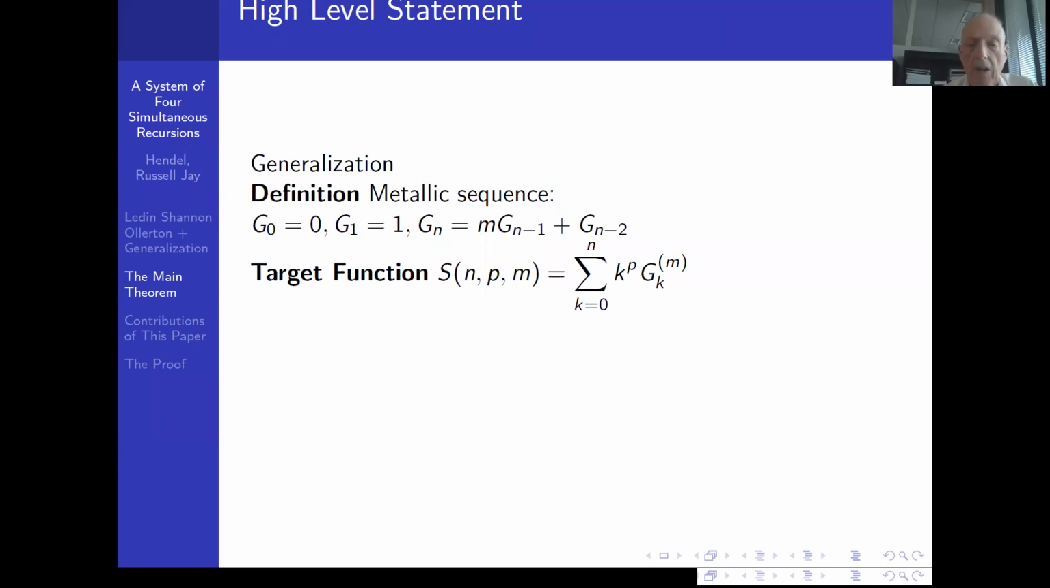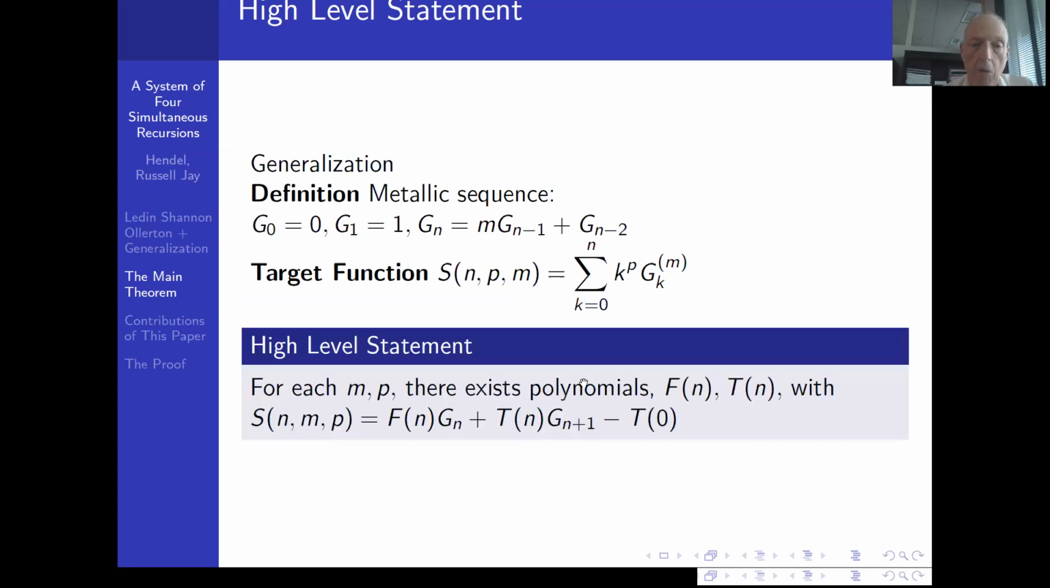The target function is again a function of N, P, and M. You're taking powers of K, 0 through N. You're looking at the metallic sequence. So when M is 1, this is Fibonacci. When M is 2, it's Pell. And you're summing them through N. And the theorem you want to state is: for each M and P, there exist polynomials Fn and Tn, which of course depend upon M and P, with S_n(M,P) equal to Fn Gn plus Tn Gn+1 minus T0.